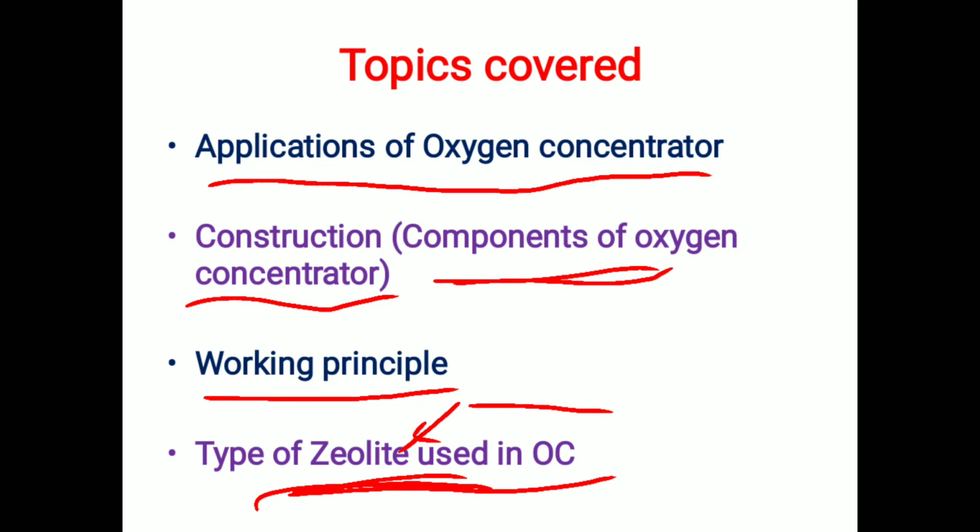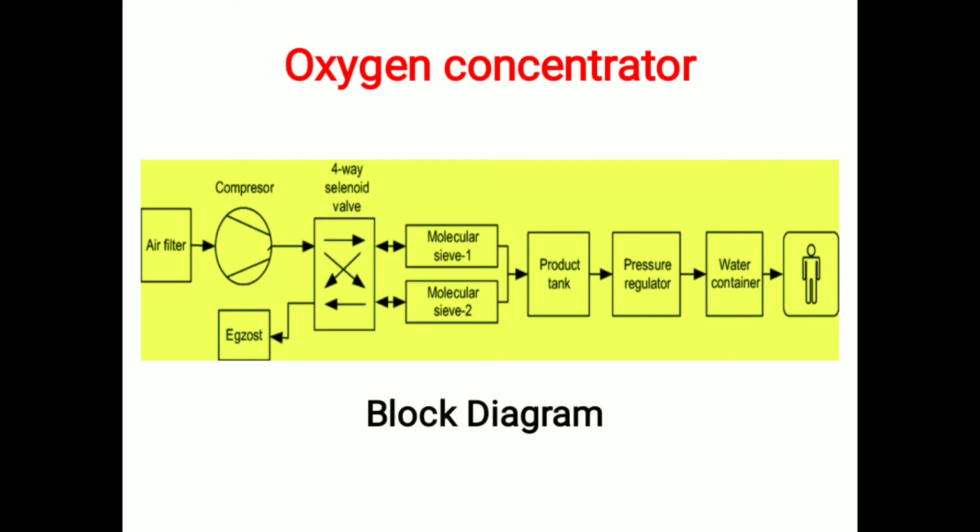Now we'll see the block diagram of oxygen concentrator. Here you see this is a filter, this is the compressor which is used for compressing the air, and then this is a four-way solenoid valve. This is an electromechanical component, which is used for switching the molecular sieve. Here this is the first molecular sieve and this is the second molecular sieve. In these molecular sieves zeolite is filled. And they are interconnected with the help of this solenoid valve.